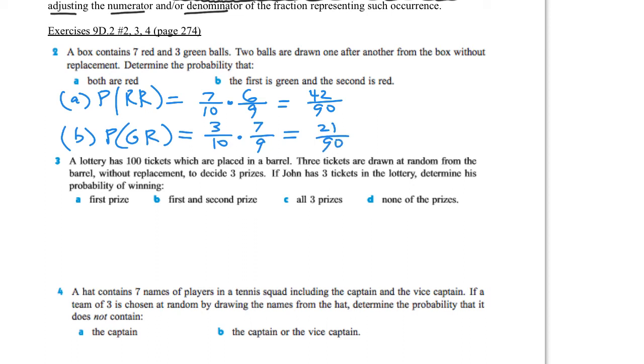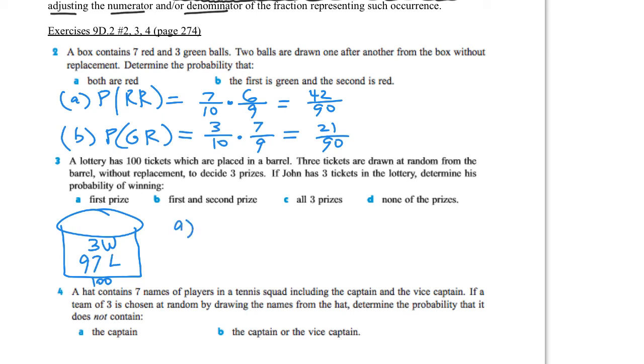Next problem, a lottery's got 100 tickets placed in a barrel. 3 are drawn at random without replacement to decide 3 prizes. John's got 3 tickets. Determine the probability of winning first and second, all 3, and none. All right, let's just draw this jar. There's 100 tickets. 3 of them have John's name on it. I'm going to put a scenario of John would have 3 chances at winning and then 97 chances at losing.